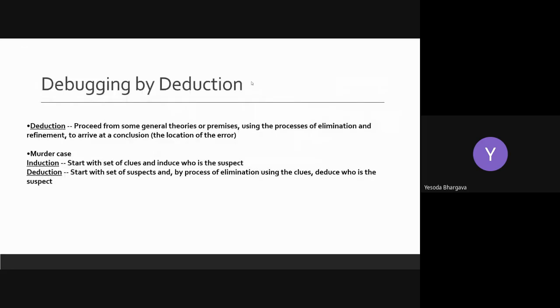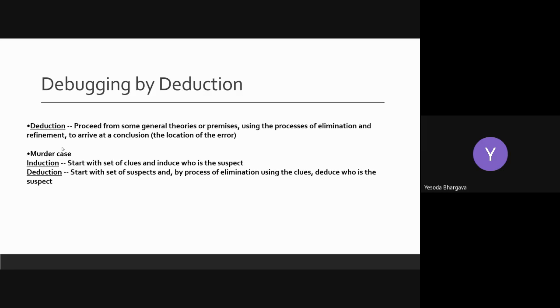In contrast, in debugging by deduction, you proceed from general theories or premises, and you use the process of elimination and refinement to arrive at a conclusion. So imagine it as a murder mystery, and you have been given the responsibility to find out who is the culprit. So there are two ways you can go about it.